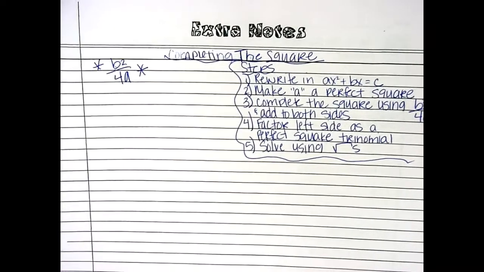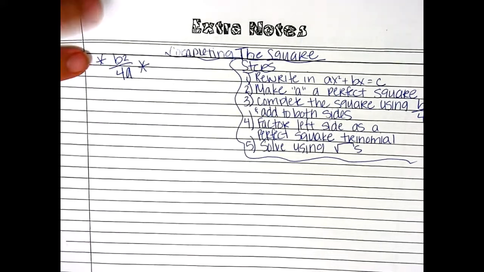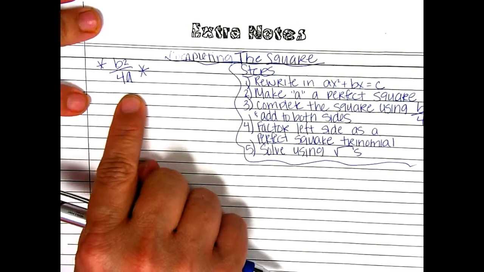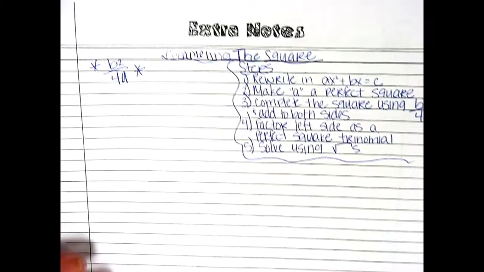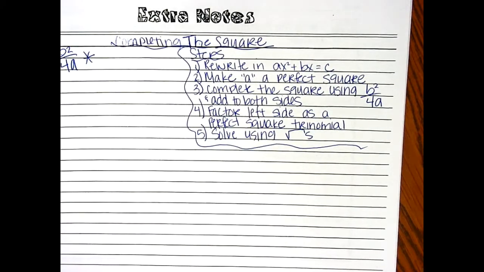Okay, you can see here I have b squared over 4a written down. This is the formula that we're going to use to get the number that will complete the square. Okay, I've listed the steps, so you might want to pause your video.